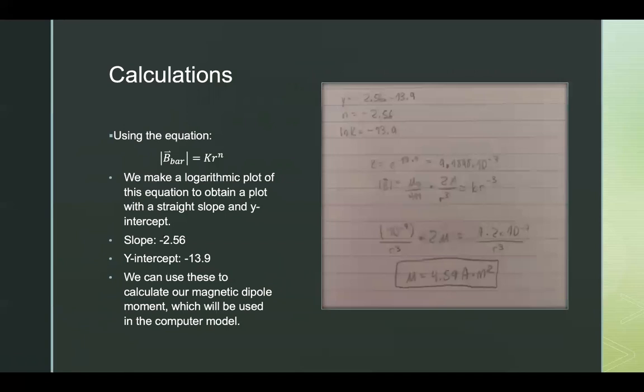Calculations. Using that second equation from our fundamental principles slide, we can make a logarithmic plot of this equation to obtain a plot with a straight slope and y-intercept. So here we found from our experimental data that the slope was negative 2.56 and that the y-intercept was negative 13.9. And we can use these to calculate our magnetic dipole moment, which will be used in the computer model. And here are those calculations as shown to the right.